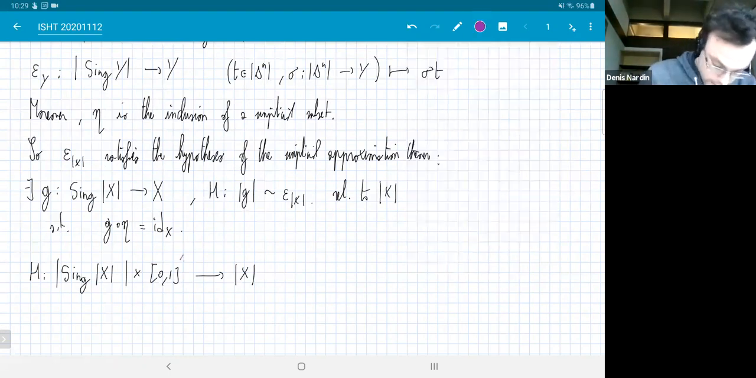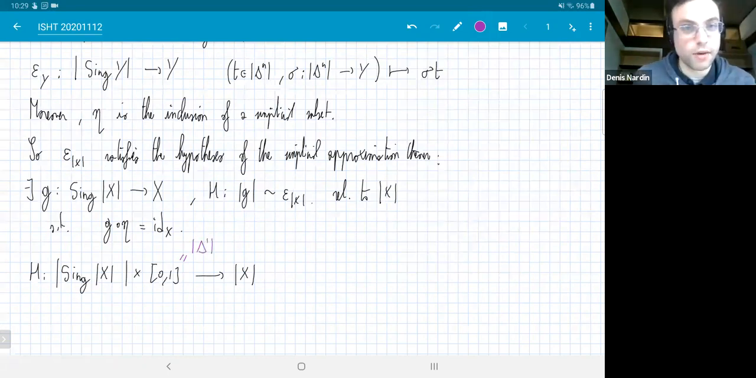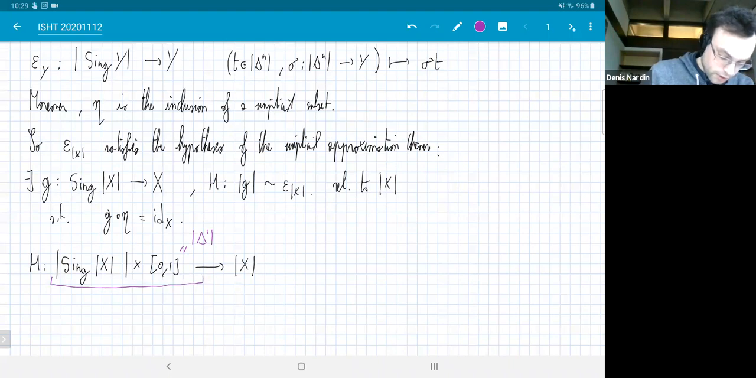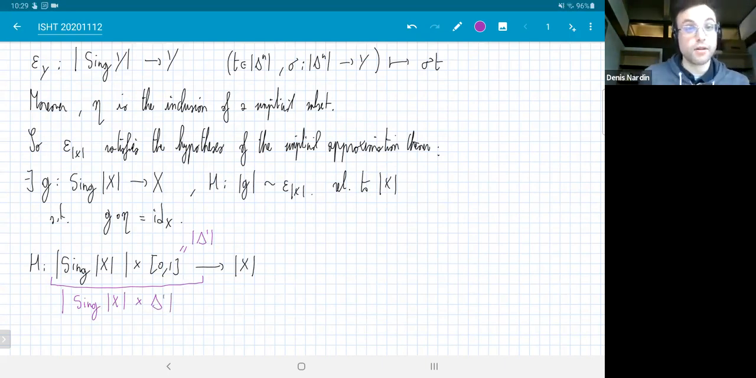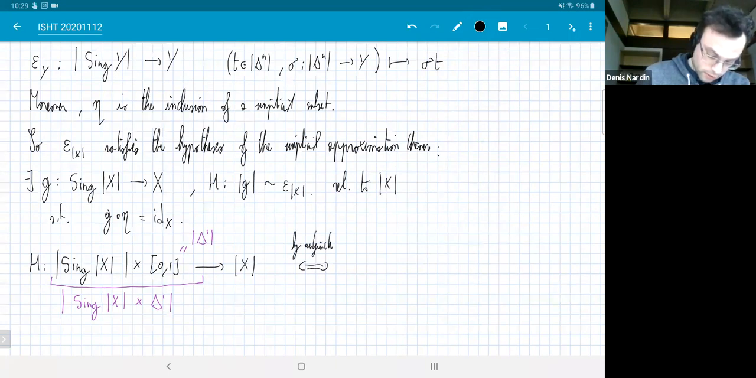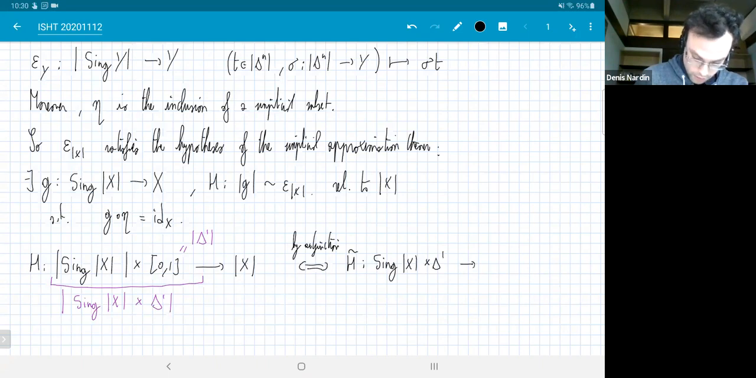And I'm not sure if I spelled it out, but the interval [0,1] is, of course, just the geometric realization of the one simplex. And so this is just the geometric realization of Sing X times Δ^1, by the theorem that we saw that geometric realization commutes with finite products. And so by adjunction, I can find H tilde to Sing X. This is just the fact that we have geometric realization and adjunction. And in fact, this is our deformation retraction.